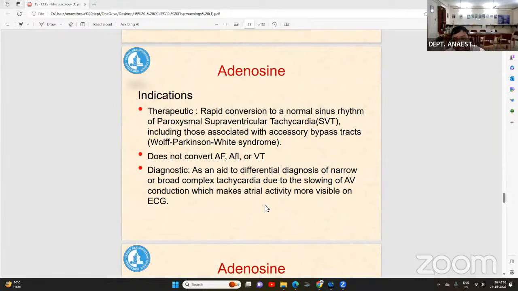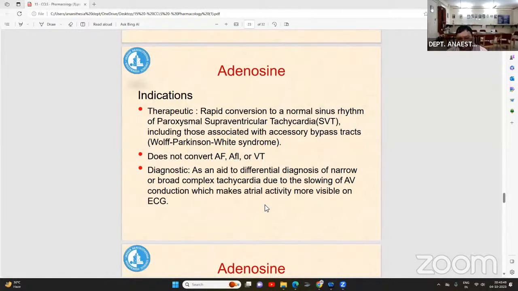It does not convert atrial flutter, atrial fibrillation, or VT. So remember that for atrial flutter, atrial fibrillation and VT, it is not the drug of choice. It is mainly for supraventricular tachycardias only. If you have atrial flutter or atrial fibrillation, you can use amiodarone. If you have VT, you can use amiodarone or lignocaine.